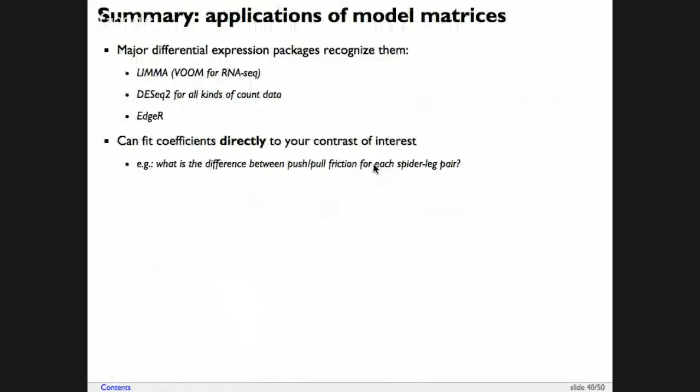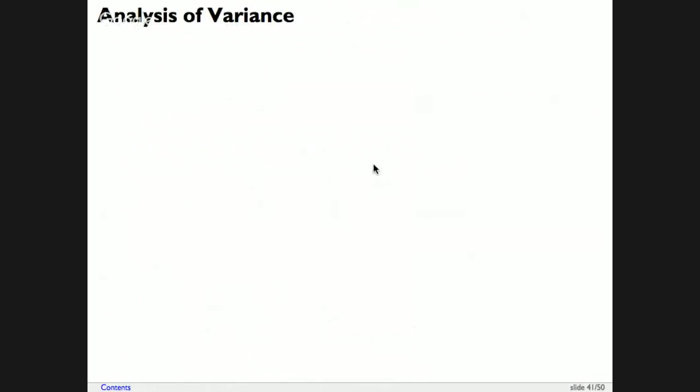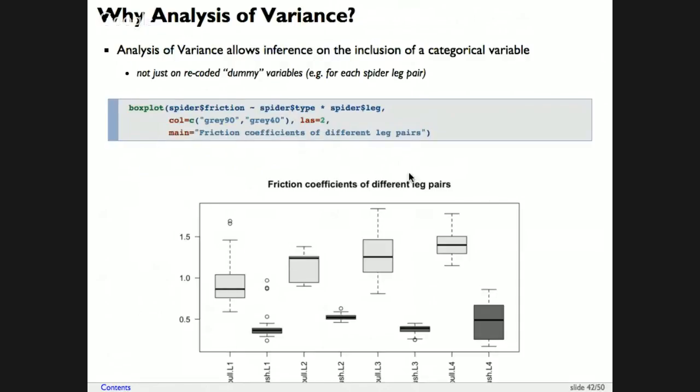Right, so I'm going to wrap up with a very whirlwind summary of analysis of variance and of multiple testing. The most likely reason that I think you'll want to do analysis of variance is in order to make inference on a categorical variable as a whole, not just per dummy variable.